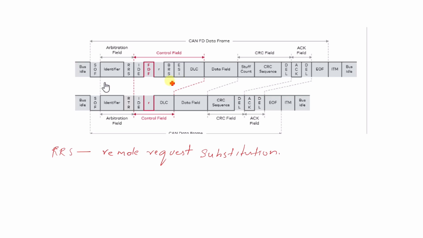BRS is a bitrate switch. It indicates the speed of transmission, whether you have to transmit through 1 Mbps or 5 Mbps. Actually, the data rate is limited based on the length size. If you are transmitting at 1 Mbps, you can use a longer length. At 5 Mbps, you can transmit up to only a certain length. That's what limits the data rate. BRS indicates the data rate. ESI means the error status indicator. Rest everything is same as a standard.